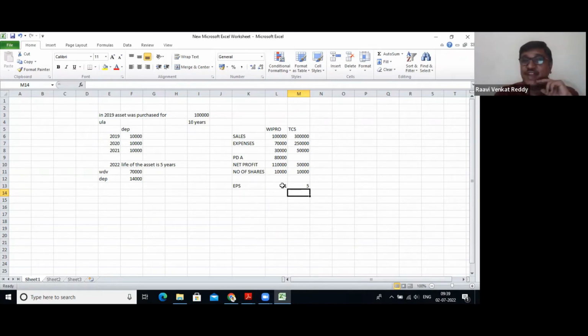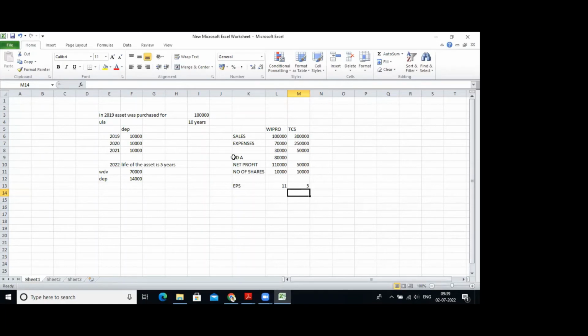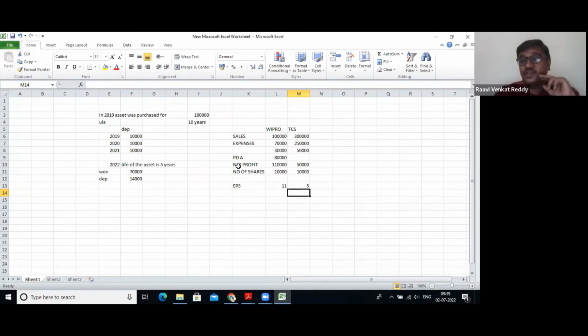But what is the fact here, participants? Is it their organic profits? Definitely not. Because the Wipro company got this 11 EPS because of this profit on disposal of an asset. I believe you understood how the company will use these kinds of things in order to overstate or understate their financial statements.